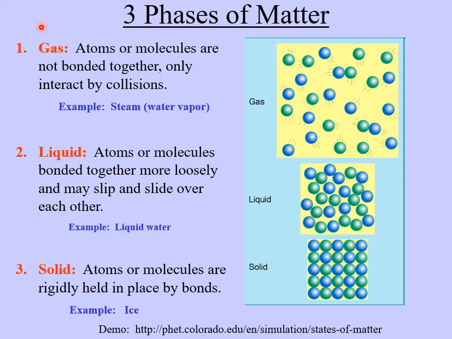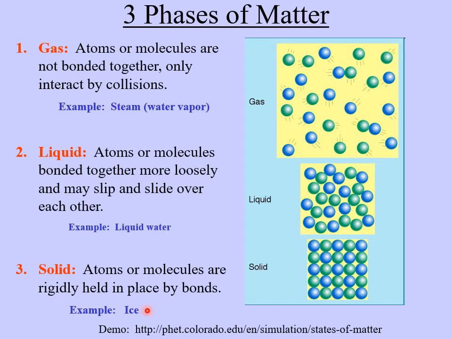Let's start by talking about an introduction to fluids and look at basic fluid properties. So we start with just a simple review of the 3 phases of matter that we talked about earlier in the course. We have the solid, liquid, and gas phase. So remember that what makes a substance a solid is that the atoms or molecules are rigidly held in place by bonds between the atoms or molecules.